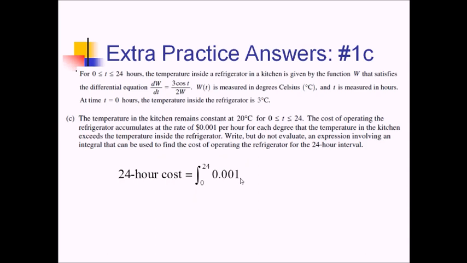We have to multiply it by the difference between the kitchen temperature and the fridge temperature, which we can write as 20, because it's a constant 20 for the kitchen, minus our fridge temperature of W of t. We have a dt there because these are time units, 0 and 24. And don't forget, this is going to be measured in dollars, so let's stick that on the end just so we don't get dinged for omitting units.